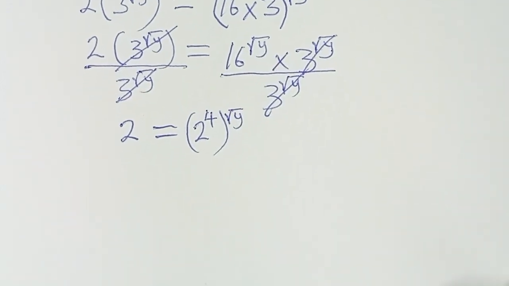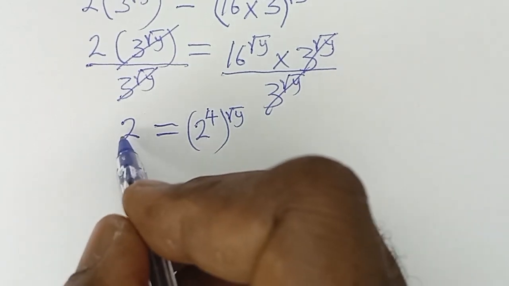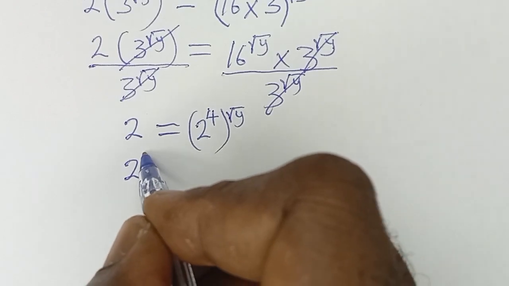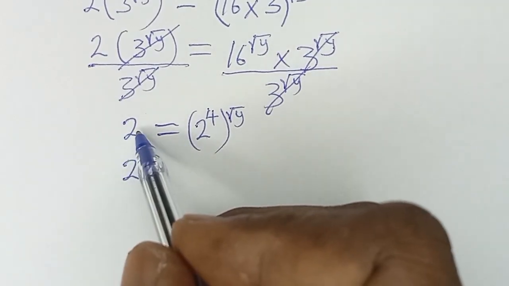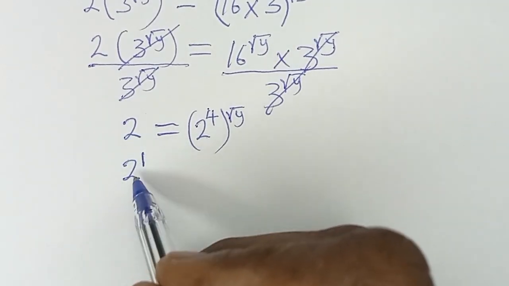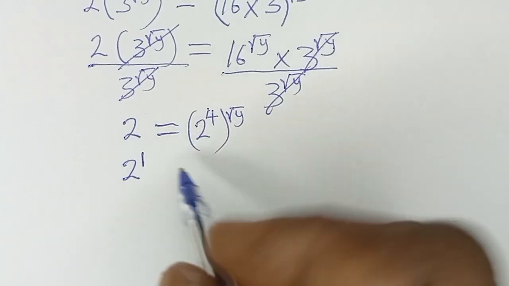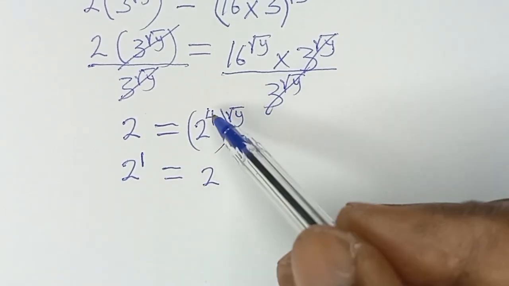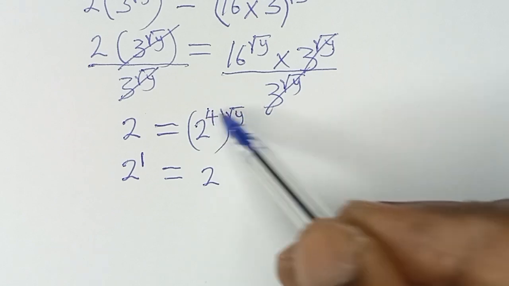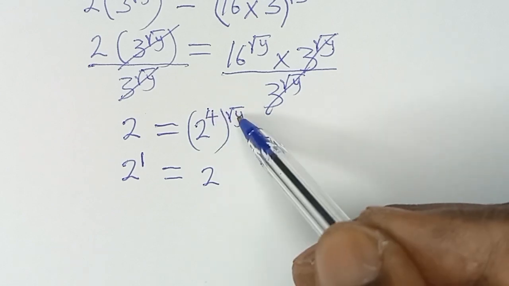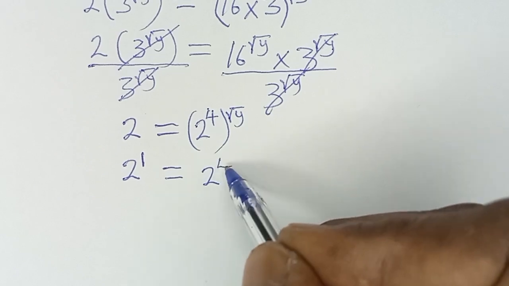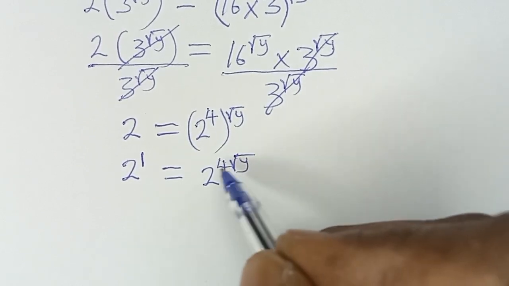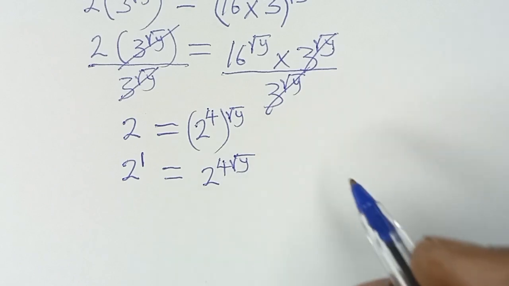So with that now, I can simplify further. And don't forget, this 2 here can be written as 2 to the power 1, because any number standing on its own can be raised to the power 1. It's the same thing. 2 to the power 1 will give us 2. And is equal to 2 to the power, when you have 2 powers like this, they simply multiply each other. So 4 multiplied by root y will give us 2 to the power 4 root y.